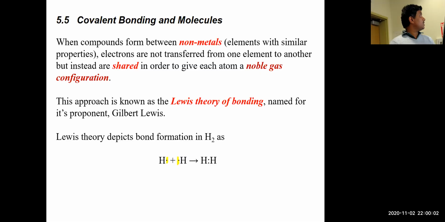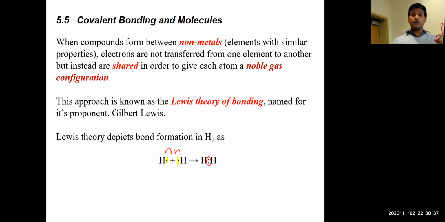So how can it achieve the noble gas electronic configuration is if they both share electrons between them. So one gives its electron to another, and the other gives its electron to the opposite hydrogen. So eventually they share these two electrons between them. So we call this one a shared bond. As a result of them sharing electrons between them, now they are connected to each other. So they form a molecule.